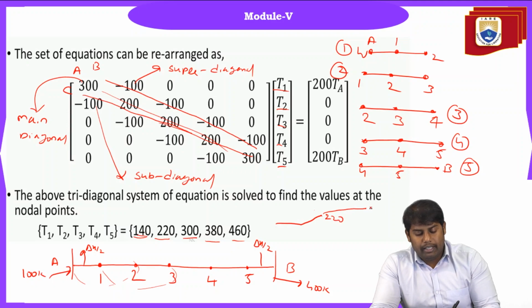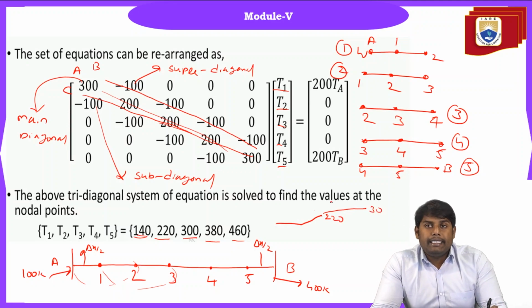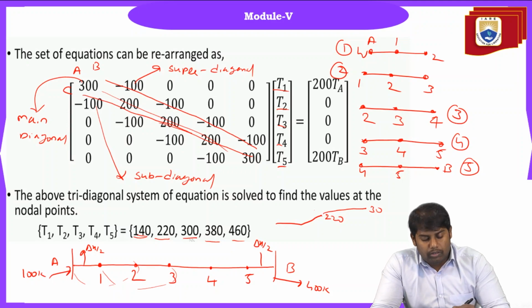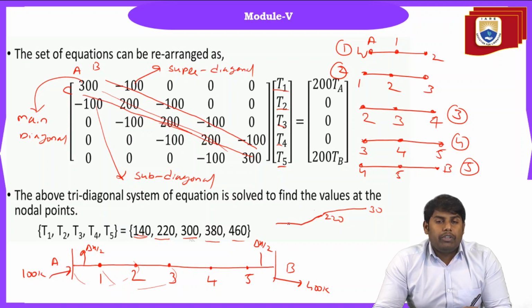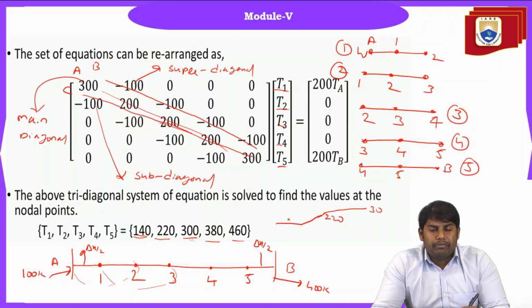So the next one is like 300. So the curve is not smooth actually. It is somewhere discontinuous, like not discontinuous. It's kind of non-smooth in nature, where the points are fewer.